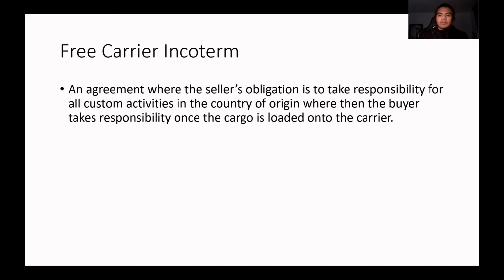So the free carrier Incoterm is an agreement where the seller takes responsibility for everything that happens with the cargo from its place of origin. And then once it reaches a carrier, the buyer takes responsibility from there.